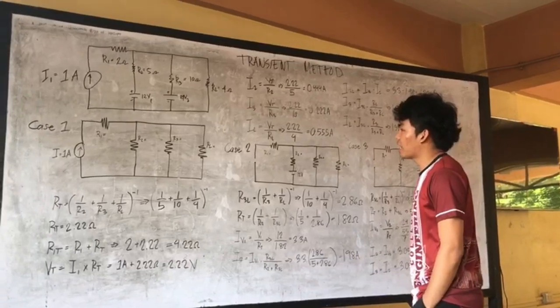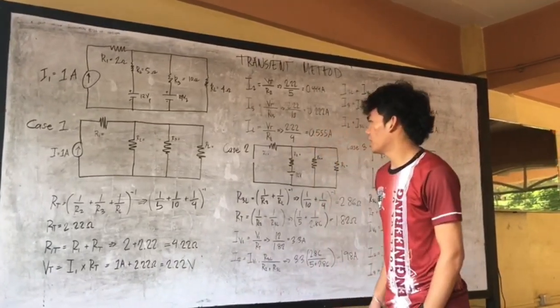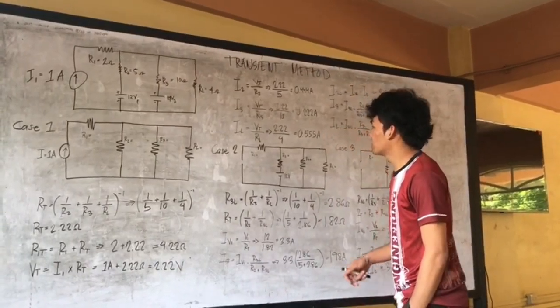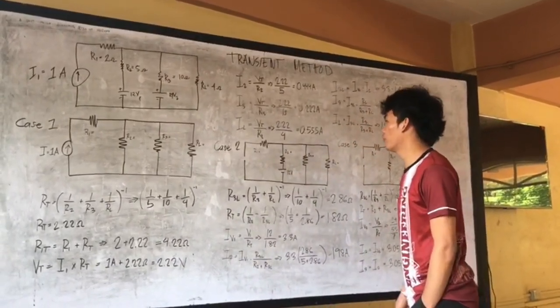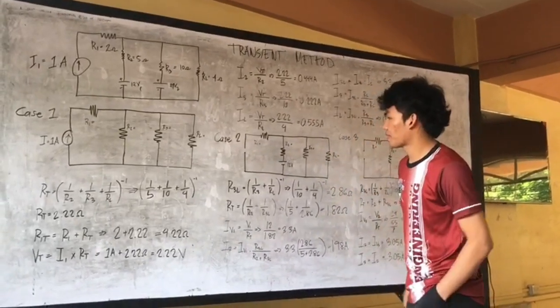And last, IL equals V total over RL, and substitute 2.22 over 4. The answer is 0.55 amperes.